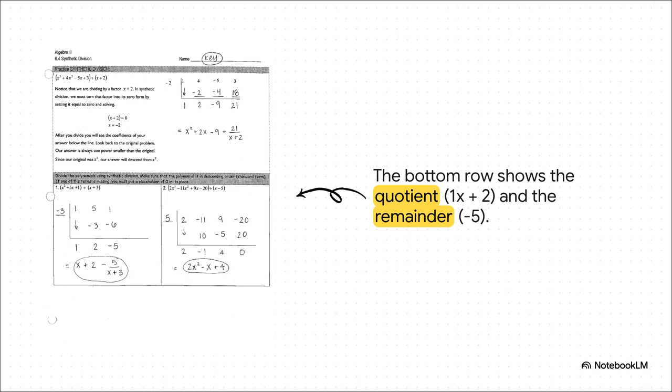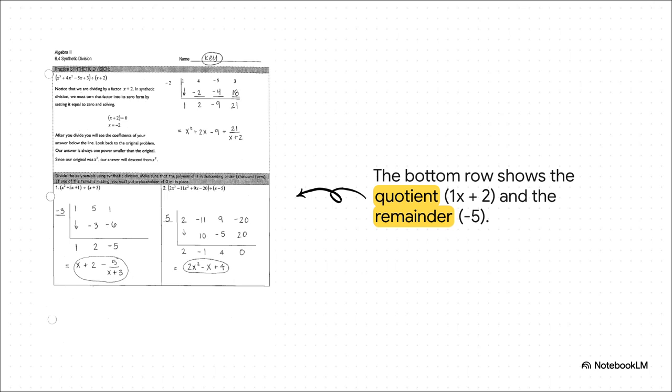Bring down that first number, the 1. Then we multiply diagonally. 1 times negative 3 is negative 3. Now we add vertically. 5 plus negative 3 is 2. And we just do it again. Multiply the 2 by negative 3, you get negative 6. Add 1 and negative 6, and you get negative 5.